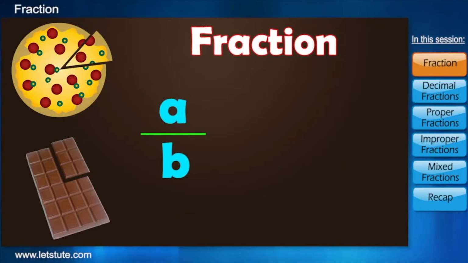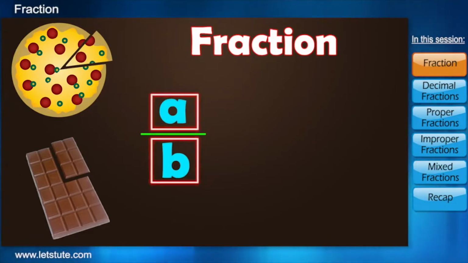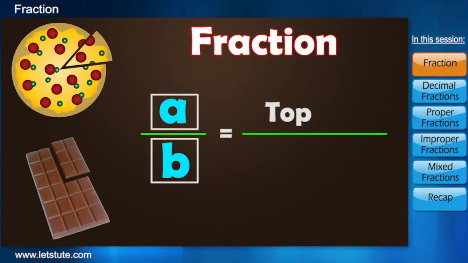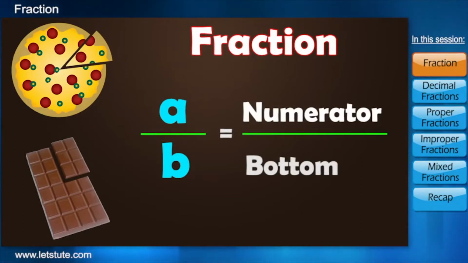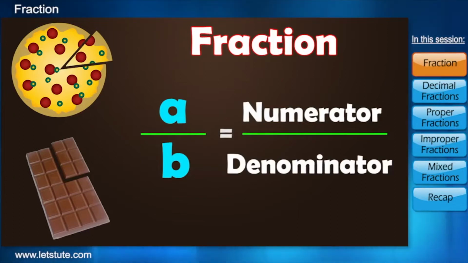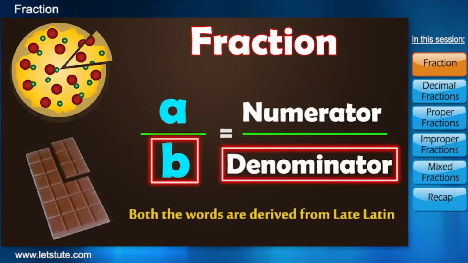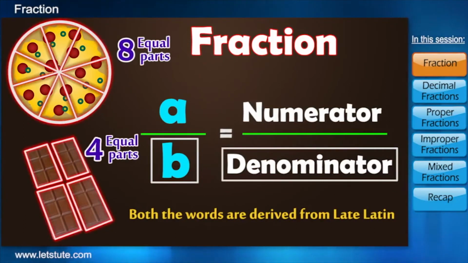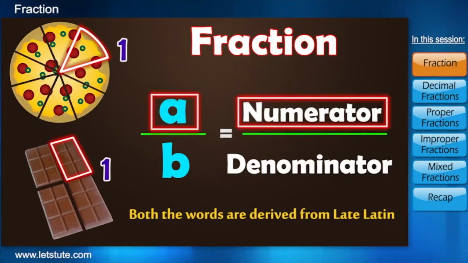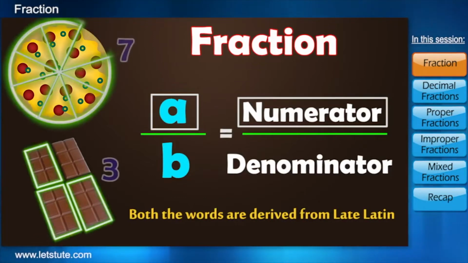Let's learn something more about fractions. As we can see, a fraction has 2 parts, one top part and one bottom part. The top part is known as numerator and the bottom part is called denominator. Denominator is the total number of equal parts in which the whole is divided. And numerator is the number of equal parts which have been taken out or which have been left out.